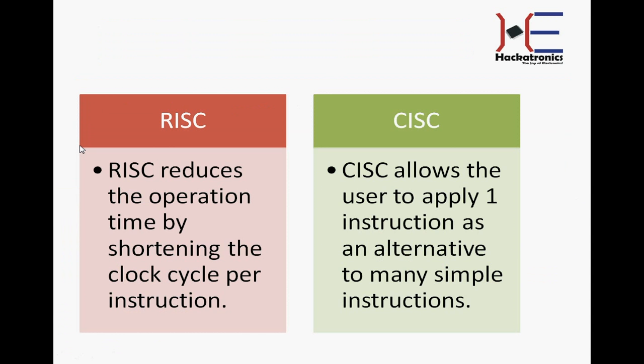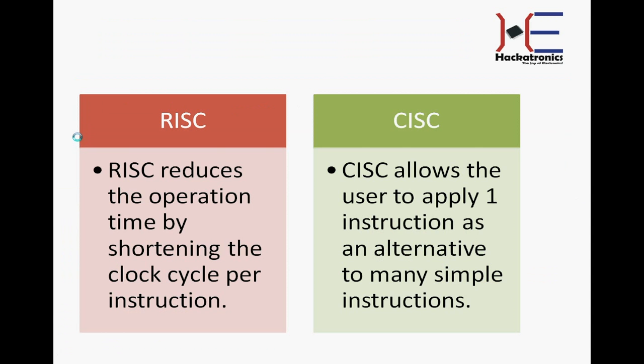RISC, that is reduced instruction set computers, reduces the operation time by shortening the clock cycle per instruction or step, means they take less time per step, while CISC, that is complex instruction set computers, allows user to apply one instruction as an alternative to many simple instructions. That is, they use complex steps so the whole program is short but the operation time is higher.